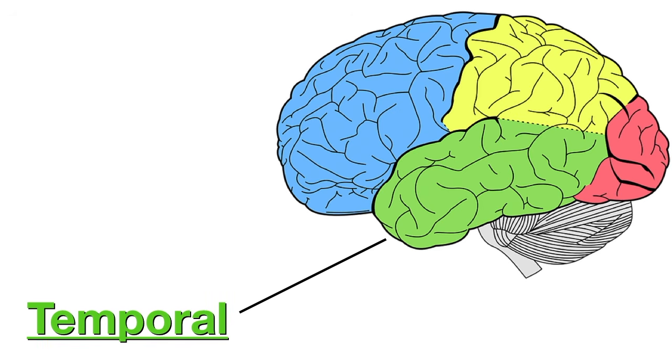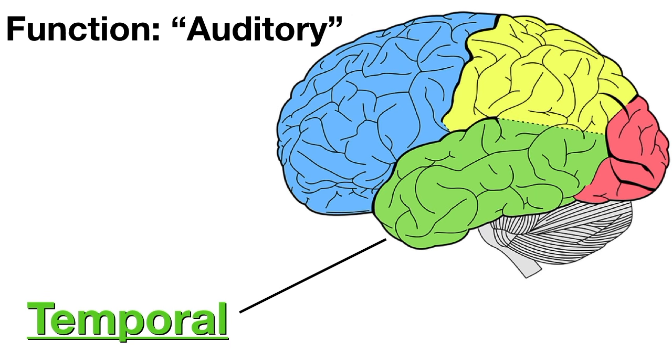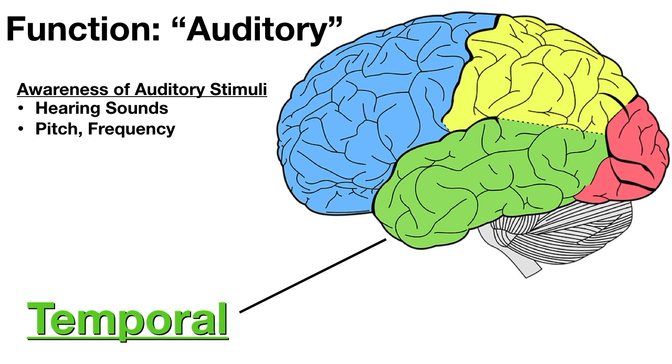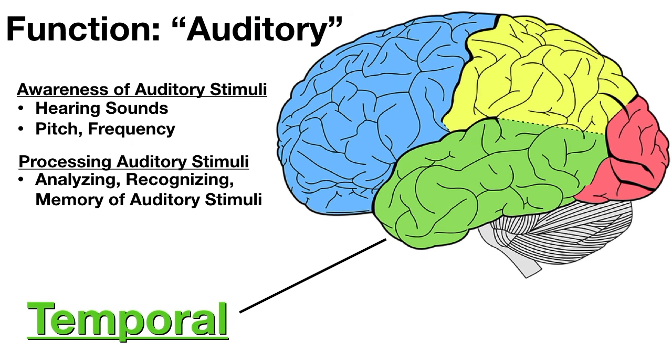When you think of the overall function of the temporal lobe, think of auditory. The temporal lobe helps to make us consciously aware of auditory stimuli. This is the actual hearing of different pitches and frequencies of sounds. It also helps us process and analyze these auditory stimuli so we can understand what it is we're hearing. Again, there's specific cortical areas within the temporal lobe that correlate with these functions, so let's talk about those.